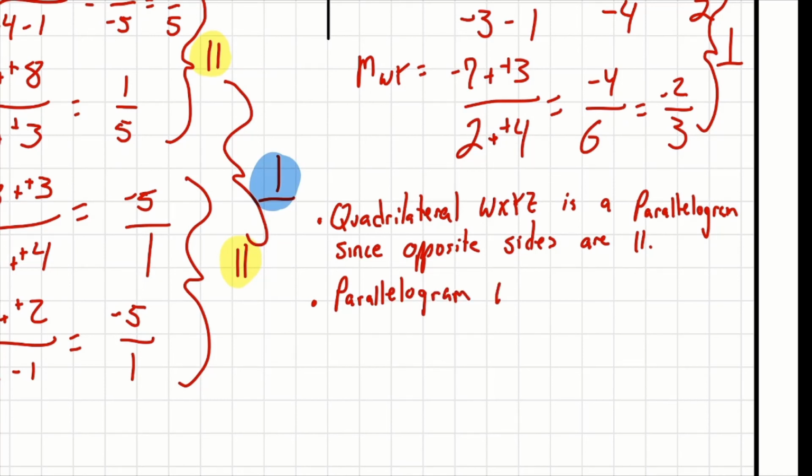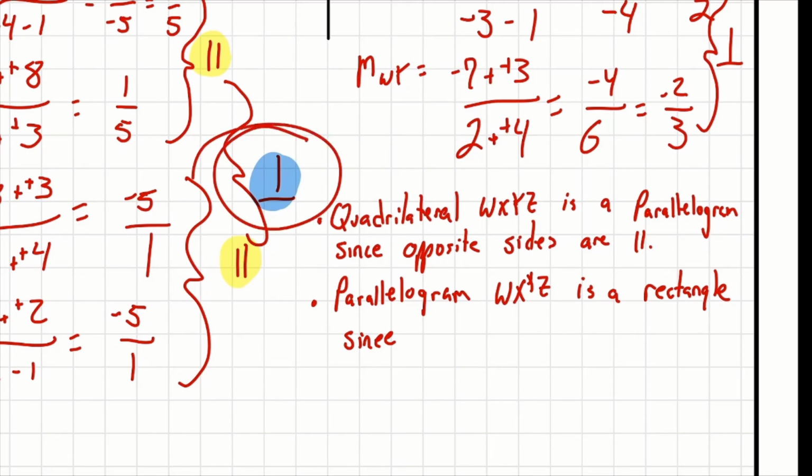Parallelogram WXYZ is a rectangle, since... what did we show? That's kind of what you're asking yourself. Where does my math justify it's a rectangle? And it was right here. It was because the sides of the parallelogram are perpendicular to each other.